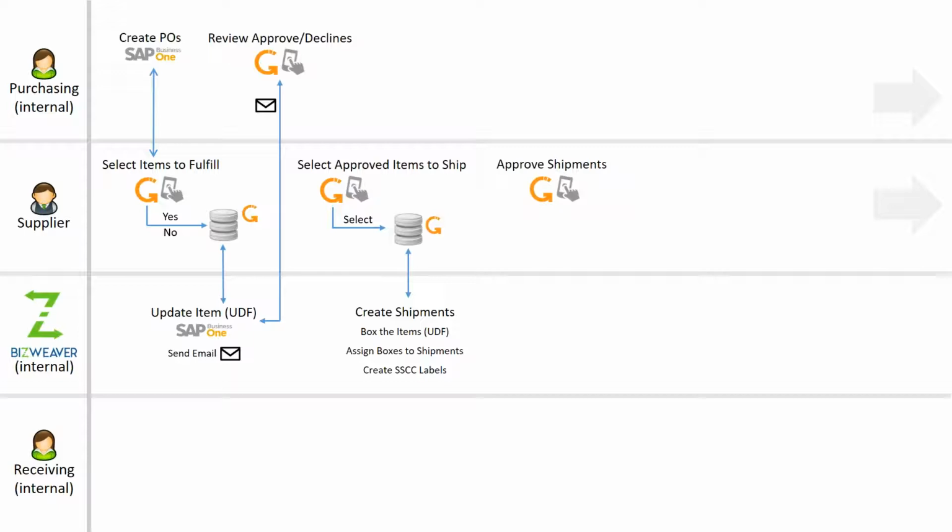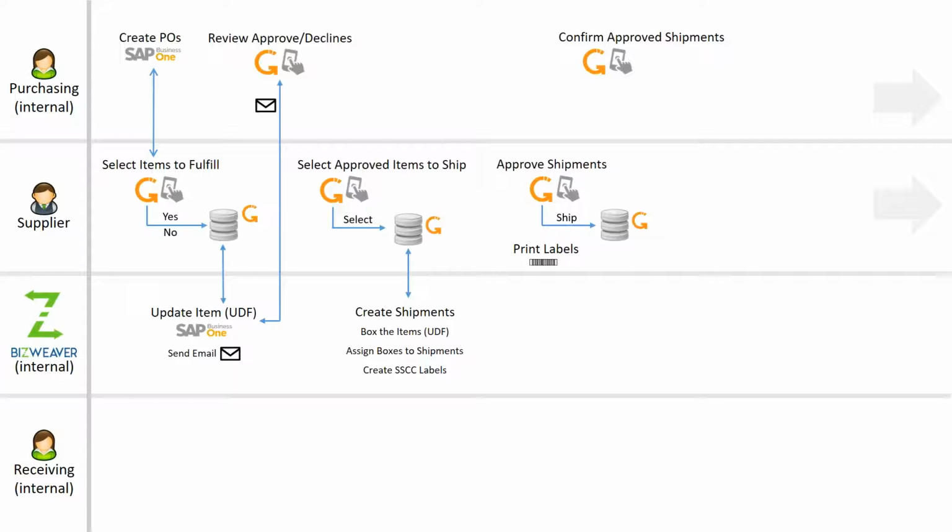The supplier can then come in and look at all this work that Bizweaver did in the form of a simple list, and approve the shipments and the included boxes and items within those shipments, and then that approval, that good to ship indication, gets recorded into the Versago database. They can also print the labels right from Versago that were created by Bizweaver.